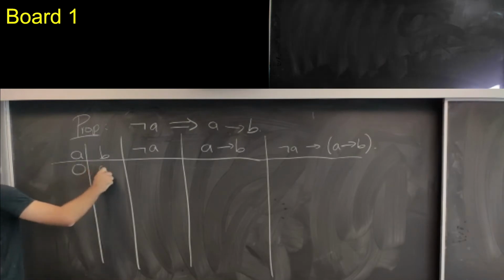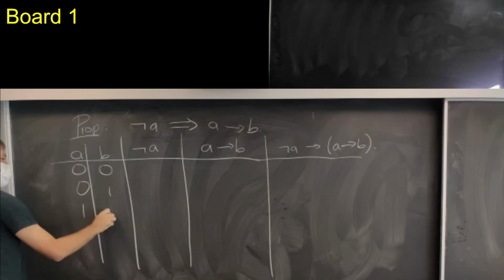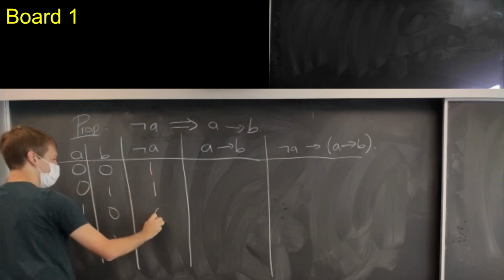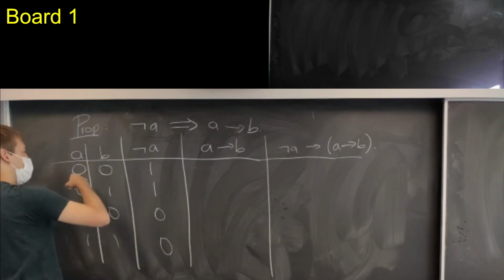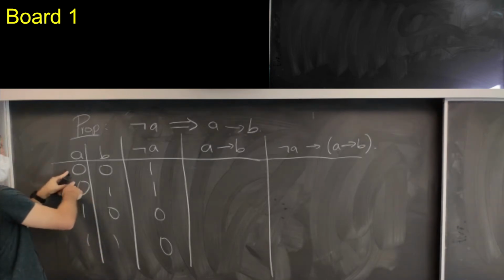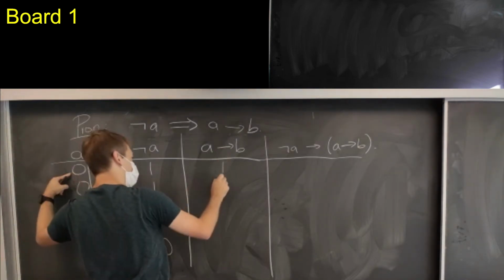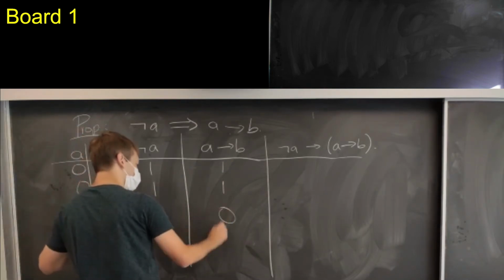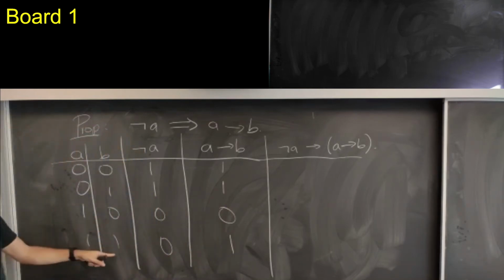So, as usual, 0, 0, 0, 1, 1, 0, 1, 1. Then 1, 1, 0, 0 for the not A, just reversing the A column. A implies B: the first two rows are pretty easy because A is false, so I just go true, true. This is the only false one. If A is true, B is false, we get false. And if they're both true, we get true.